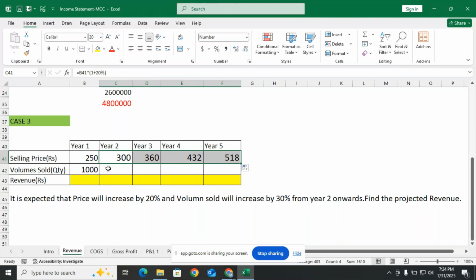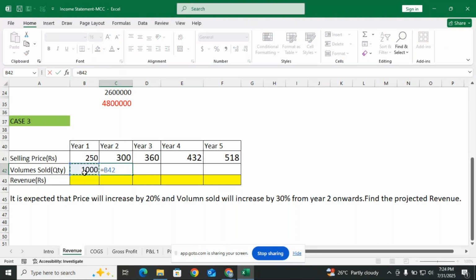The same way we're going to do the volumes. The volume sold will increase by 30% from year 2, the same as the selling price. So equals 1000 into, in the brackets, 1 plus 30%, shift key, close the brackets. 1300.